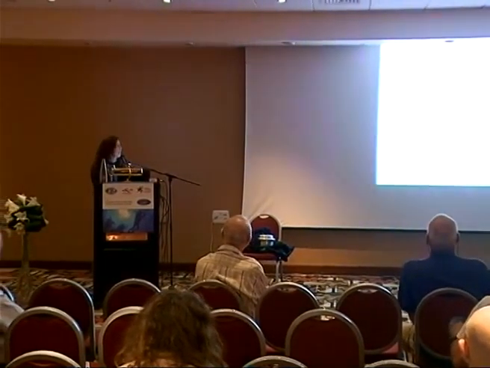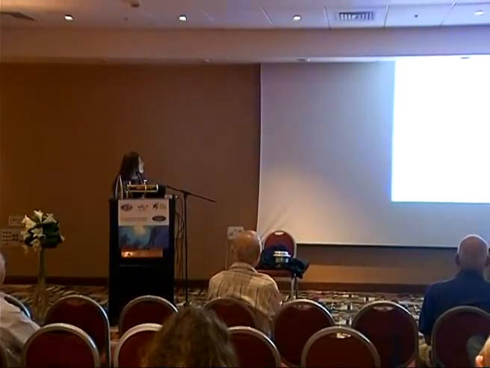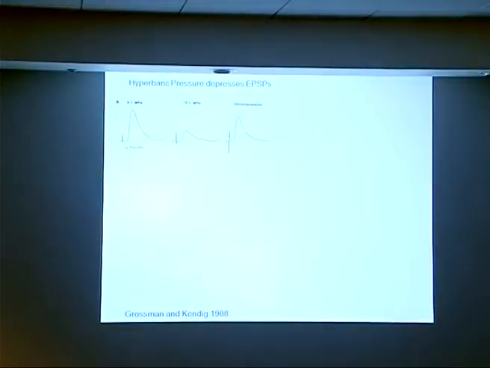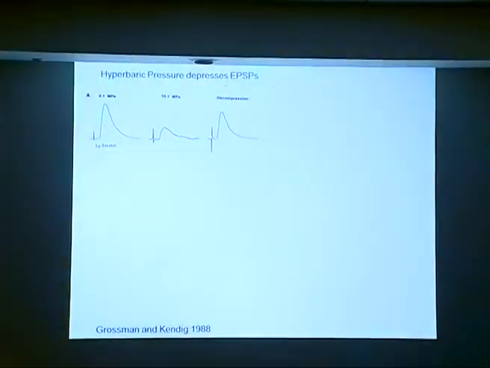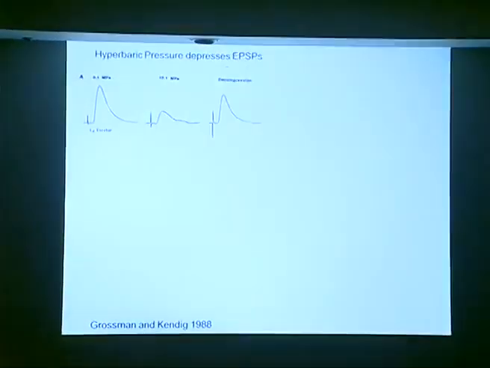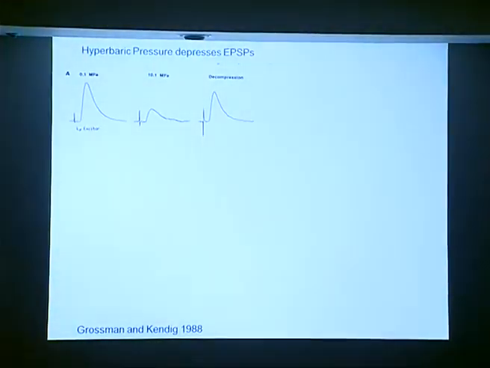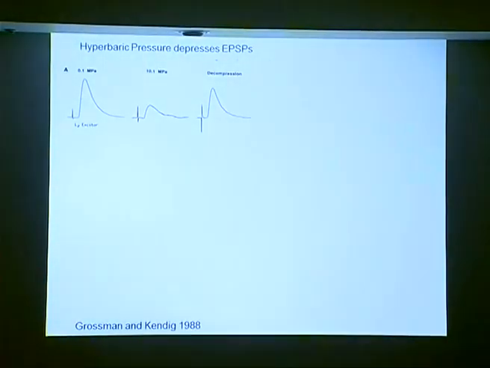So the first set that I brought here are works by Grossman and Kendig. We see here an EPSP, a synaptic potential at normal conditions, normal pressure. You put it under pressure, 100 atmospheres, and that's what you see. Smaller, and the kinetics are changed. You decompress it, and then you see a recovery of the signal, which, if you think about hyperexcitability of the brain, is not exactly going directly the same way.